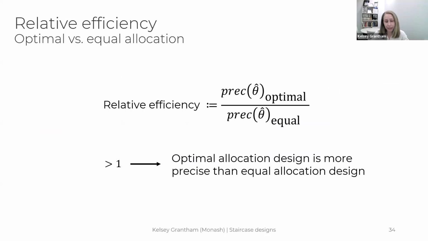So how much better are these optimal allocation designs than the equal allocation designs? To assess this, we calculated the relative efficiency, which we defined as the ratio of the precision of the treatment effect estimator under the optimal design to the precision for the equal allocation design. So then a relative efficiency greater than 1 indicates that the optimal allocation design is more precise than the equal allocation design.